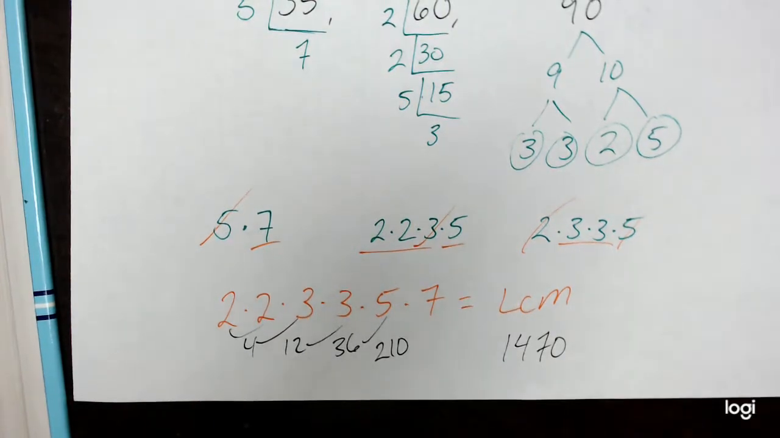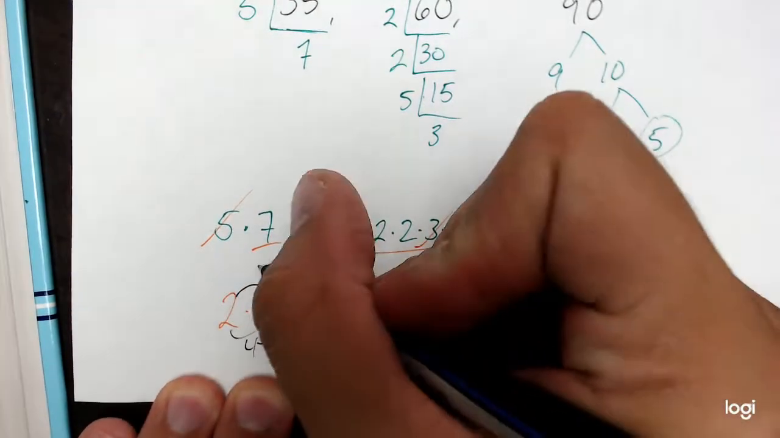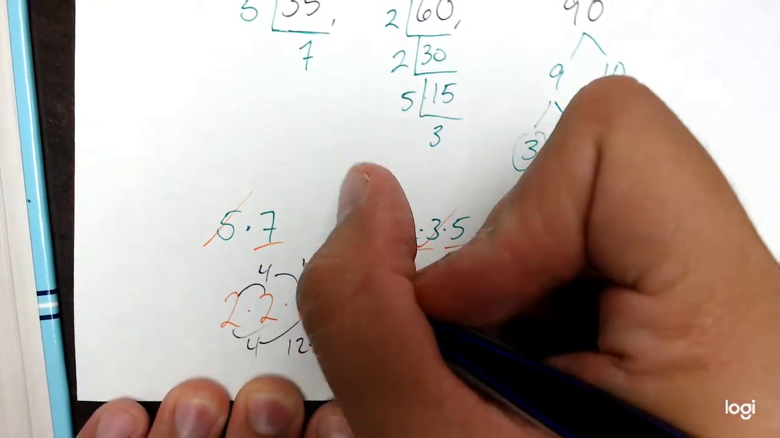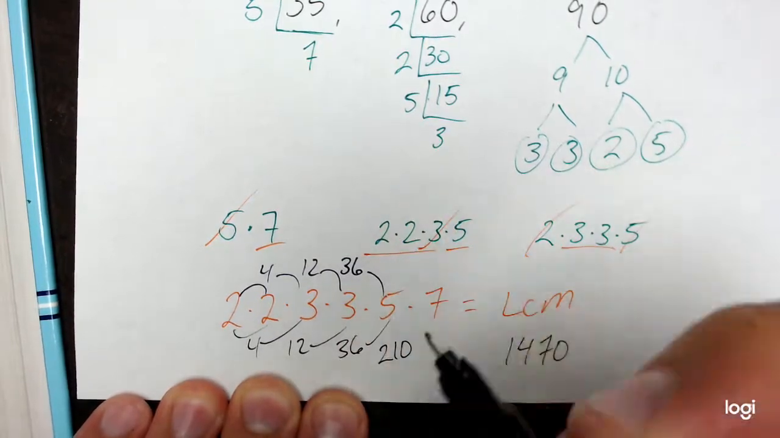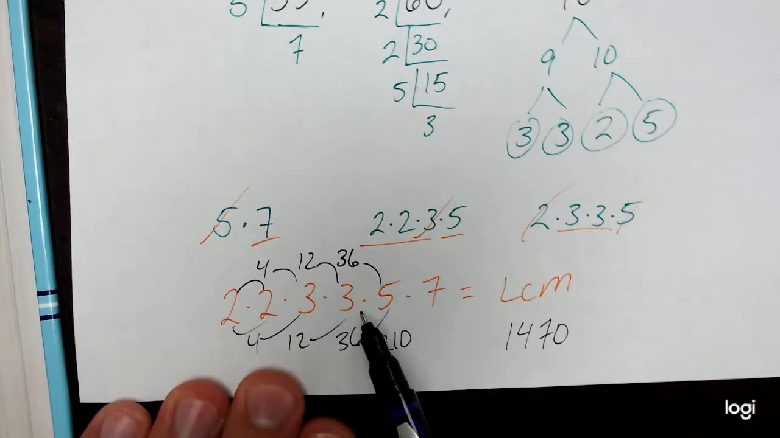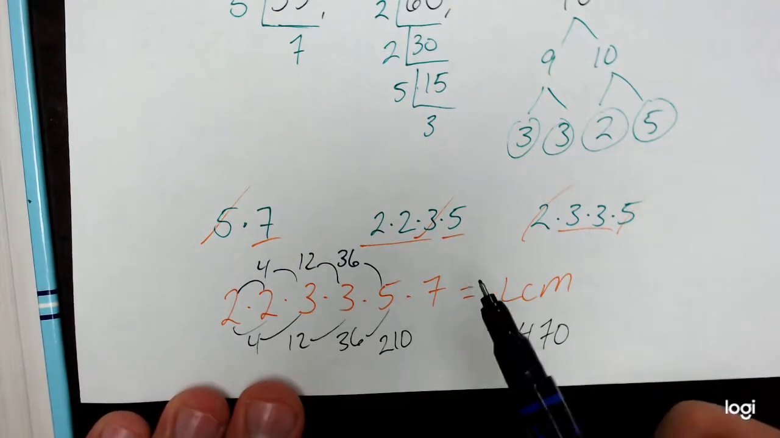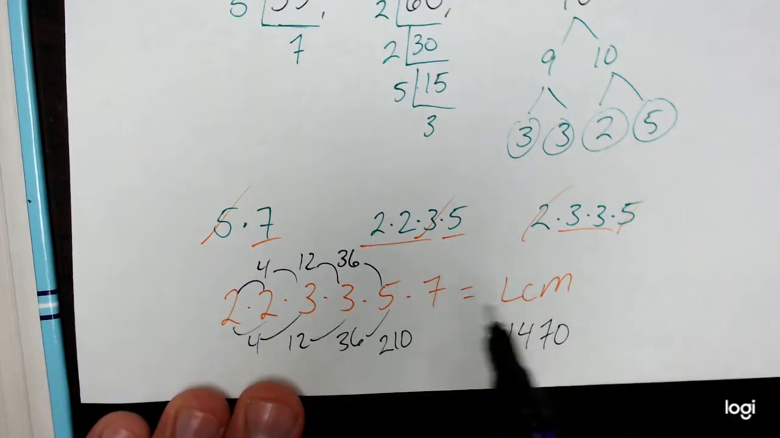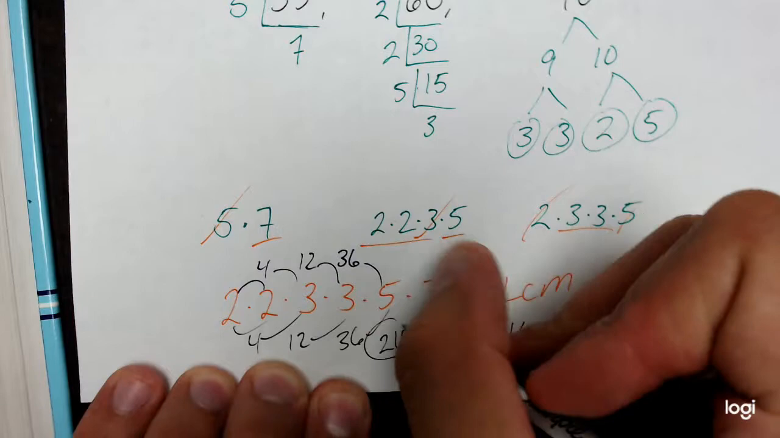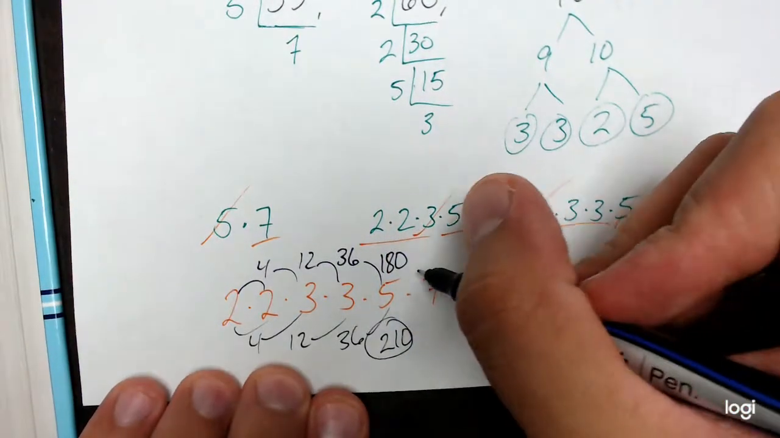Let's see here. That means I need to double check my multiplication, so let's try this again. 2 times 2 is 4. Definitely didn't mess that one up. 4 times 3, definitely 12. 3 times 12, still 36. 36 times 5. I bet you I messed up either on this step or this step. 36 times 5. 30 times 5, 150. 6 times 5, 30. 150 plus 30, 180. That's my mistake. I put 210. What was I thinking? Okay, 180.